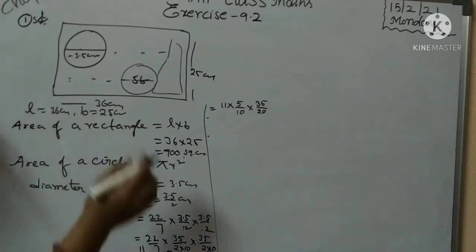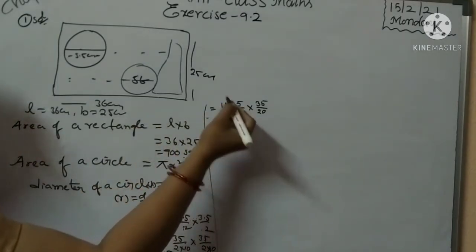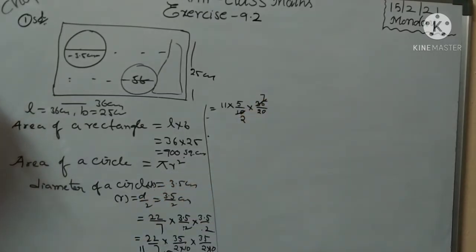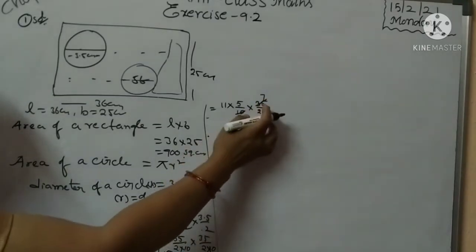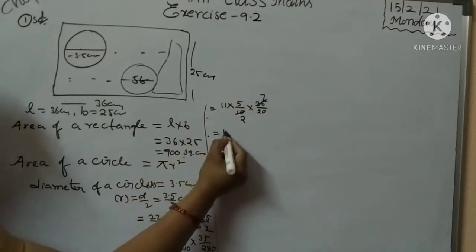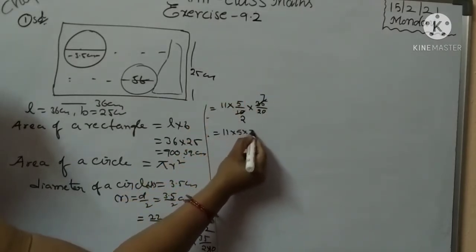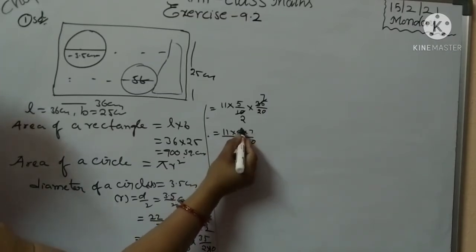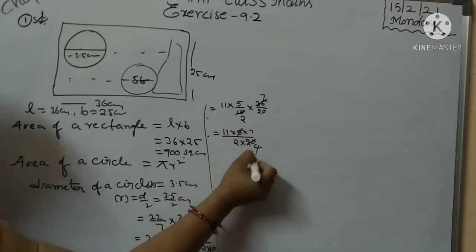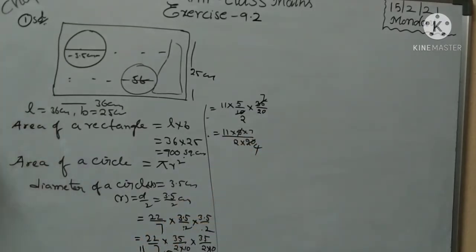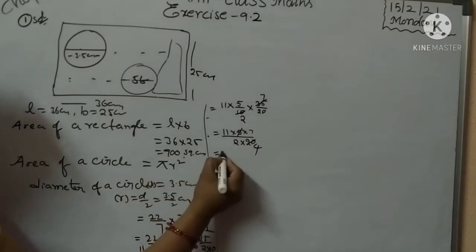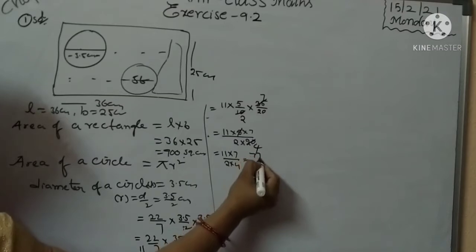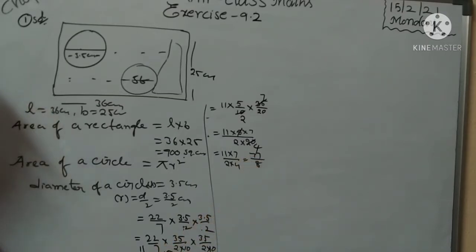Okay. So here observe that fifth table 2 times and here 7 times. Fifth table 2 times: 2 5s are 10, 7 5s are 35. So here 11 into 5 into 7 by 2 into 20. 5 4 times possible: 5 4s are 20. So 11 into 7 by 2 into 4. 11 sevens are 77 by 2 4s are 8.